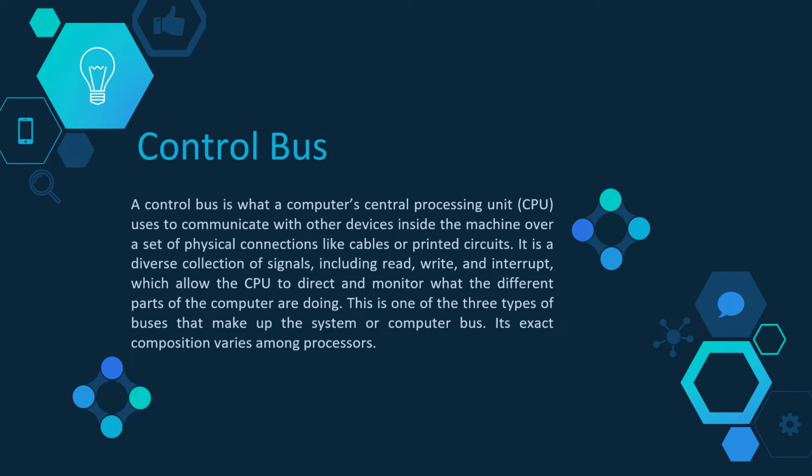A control bus is what a computer's central processing unit or CPU uses to communicate with other devices inside the machine over a set of physical connections like cables or printed circuits. It is a diverse collection of signals including read, write, and interrupt, which allow the CPU to direct and monitor what the different parts of the computer are doing.